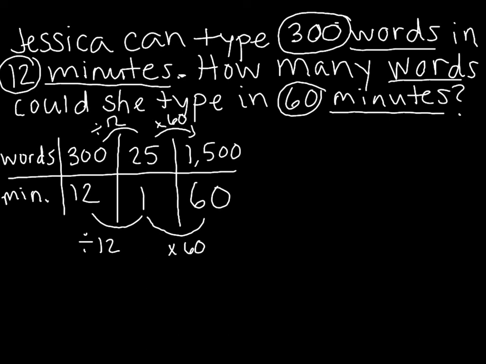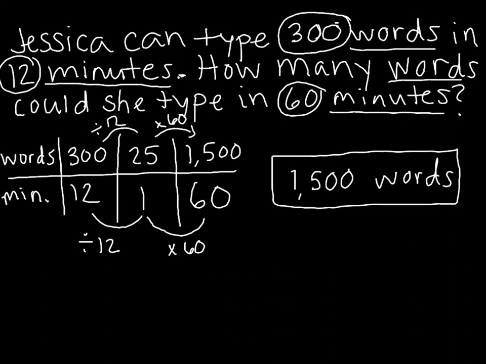1,500. So Jessica can type 1,500 words in 60 minutes. I'm going to make sure to label my answer and put a box around it.